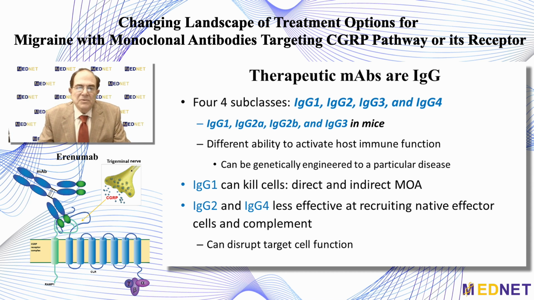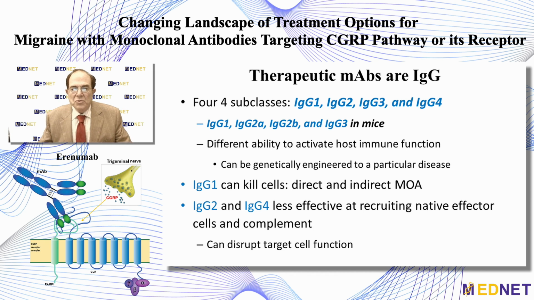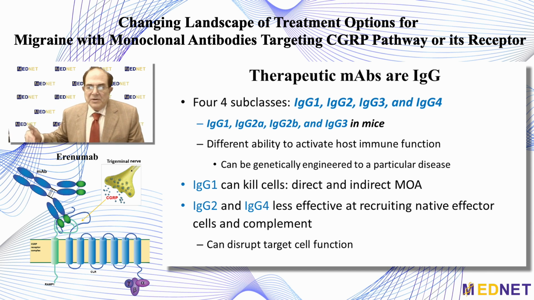Therapeutic monoclonal antibodies are all IgG. There are 4 types of IgG, 1, 2, 3, and 4, and in mice it's 1, 2A, 2B, and 3. They have a different ability to activate a host immune function, but what's really important, they can be genetically engineered to do what we want them to do. IgG1 can kill cells directly, and if engineered, loses that ability. IgG2 and 4 are less effective at recruiting effector cells and complement, but again, they can disrupt target cell function.